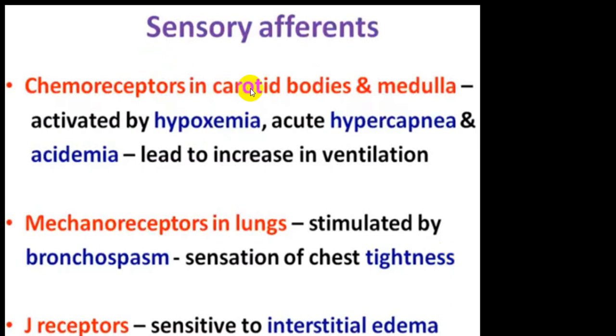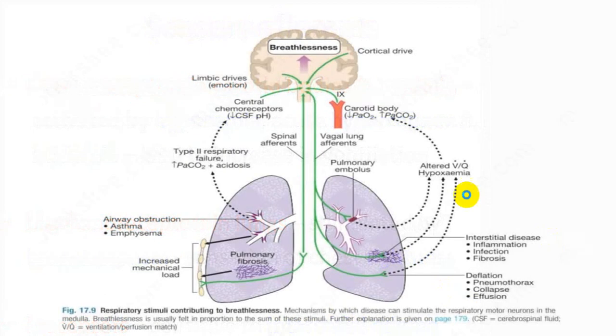So there are chemoreceptors which are present in the carotid body and medulla. There are mechanoreceptors which are present in the tracheobronchial tree as well as in the muscles. There are J receptors which are present in the interstitial lung tissue. So this is again a similar diagram where you get a central stimulation. Those are chemoreceptors which will be stimulated by pH, while the carotid body receptor will be stimulated by oxygen, that is hypoxia and hypercarbia. You will have receptors which are present in the lung, which we call the J receptors.